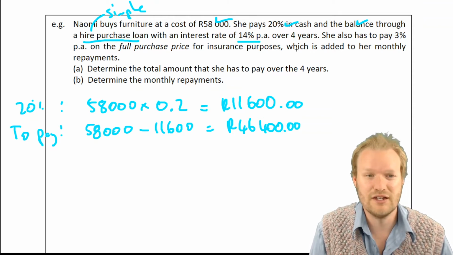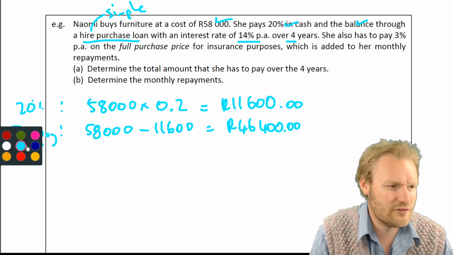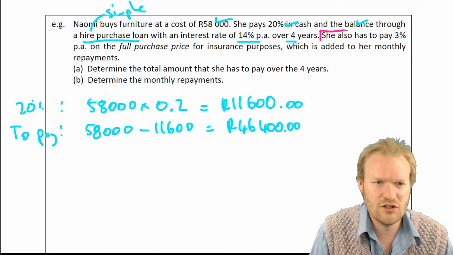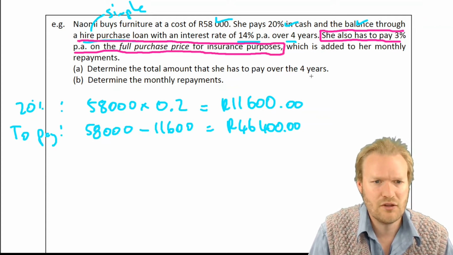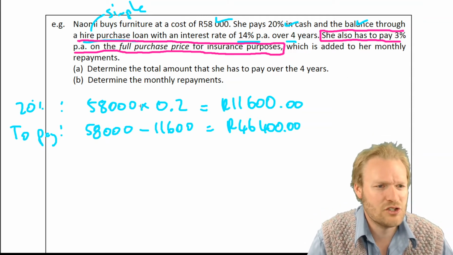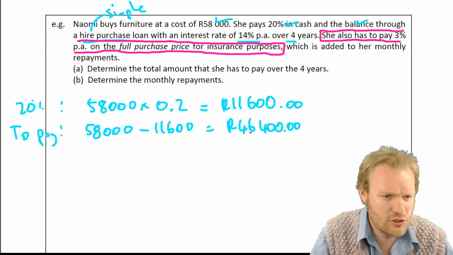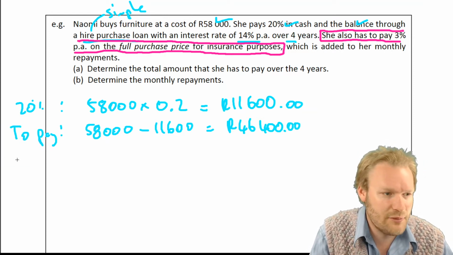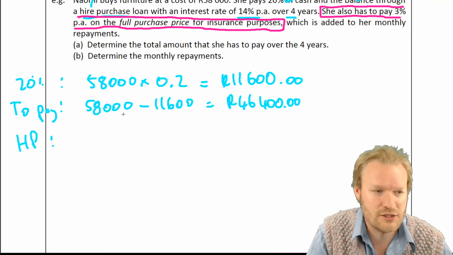Okay, so there's an interest rate, there's a number of years, n, and then there's an additional bit of information that she also needs to pay 3% per annum on the full purchase price for insurance. So that we're going to deal with separately, which is added to her monthly repayments, of course. Determine the total amount she has to pay over the 4 years, so total. So let's work with this hire purchase part first, and then we can work out the insurance part of things.